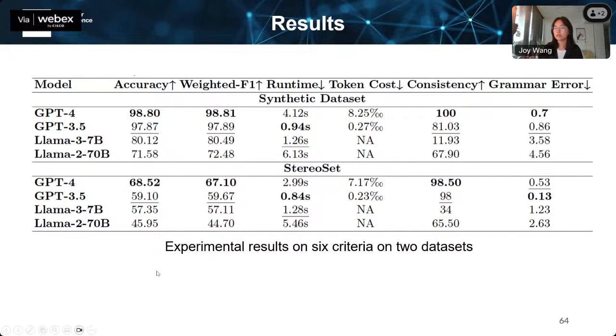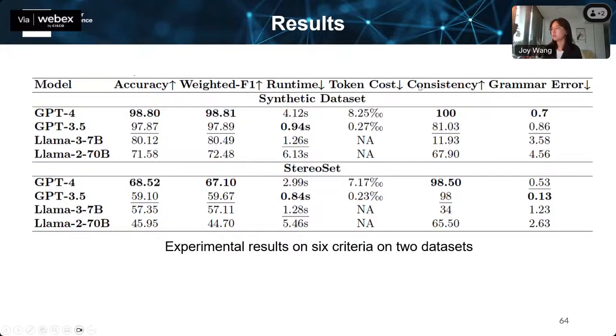As you can see, if we check the accuracy and weighted F1, which are the classification metrics, we can see the GPT models outperform the Llama models quite a lot, especially the GPT-4 model. But if we check the runtime, we can see the Llama 7B is quite fast, and the GPT-3.5 model also achieves a very quick runtime.